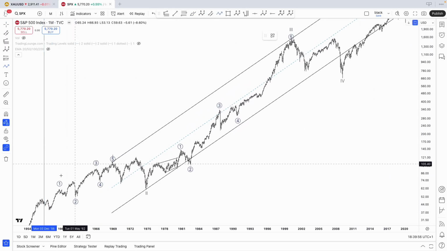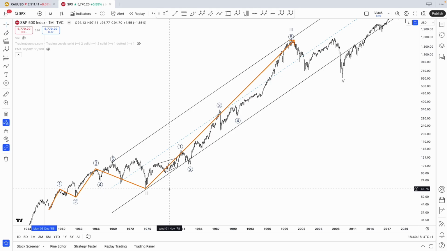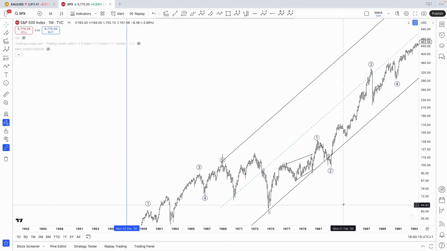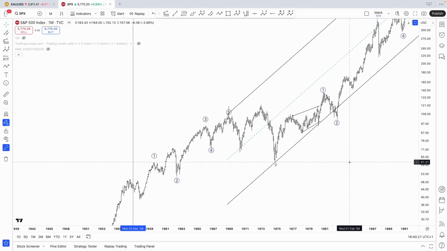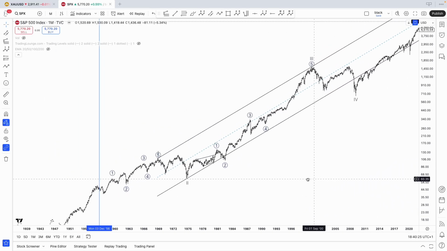Oh wait, let me use the arrows. 1, 2, 3, either 4 and 5. Oh no, sorry, I meant 4, up in 5. And do we have any kind of validation here? No, we don't. So either like that, with also an extended fifth.